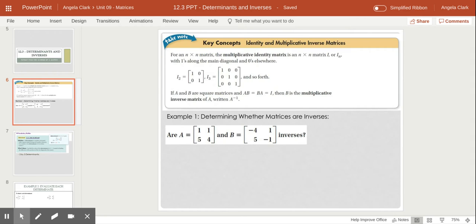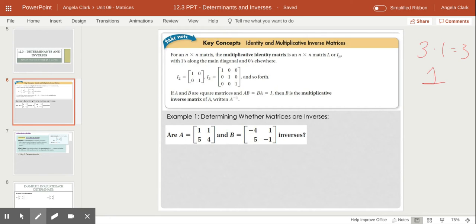A multiplicative identity is something that when you multiply it with something else, that something doesn't change. So for example, 3 times 1 is still 3. It doesn't change. So the multiplicative identity for numbers is 1. If I multiply it by something, it's not going to change.